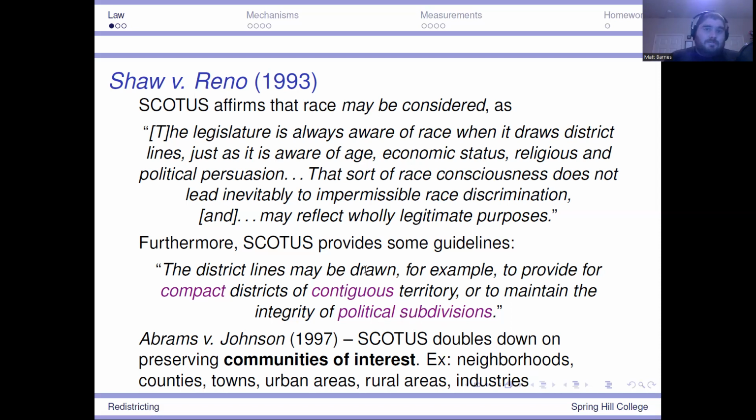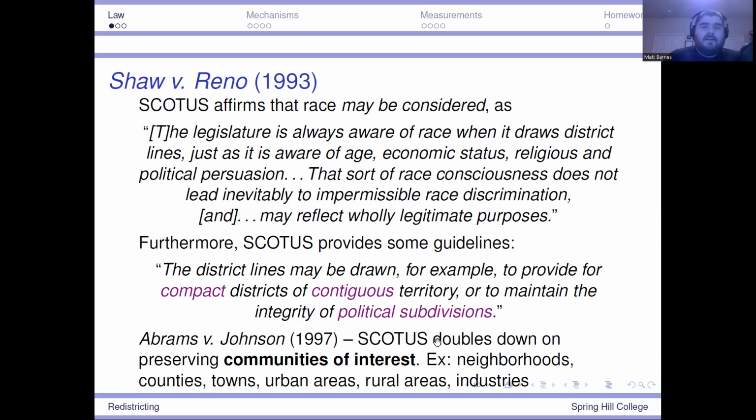Contiguous just means it's one piece. Obviously, we would understand what political subdivisions mean, talking about different groups of voters who are likely to vote alike. Compact is going to be the big thing we're going to explore here, especially from a mathematical perspective.